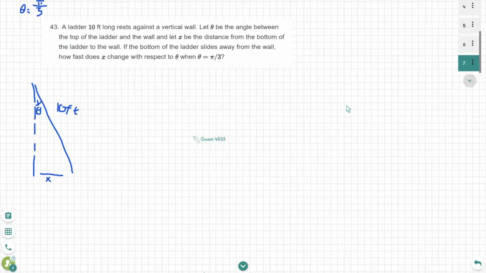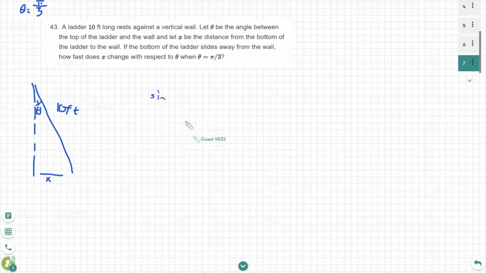In related rates problems, you always want to start with a formula or an equation that relates the variables and then the information, all the information together. What's an equation you can set up then? I guess theta is equal to... not theta is equal to. So let's set up a sine function. What goes in the sine?